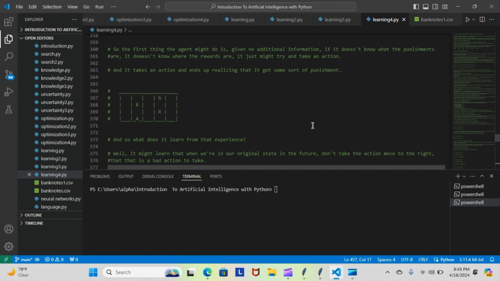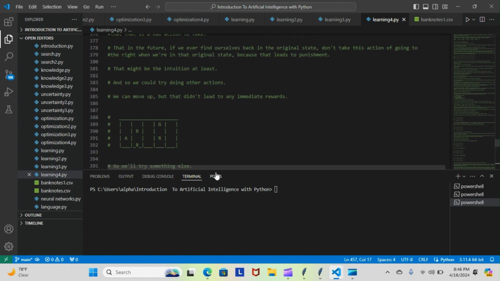So you can see we made our first move here. We ended up in a red square and got a punishment. So we had to start over because we don't want to get in any red squares. Next, we went up because we had to start over. So we went back to our original state, which was here. So we moved up because we know we couldn't go right because there's a red square there. We learned from experience.